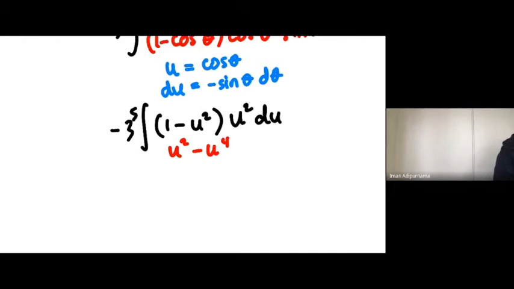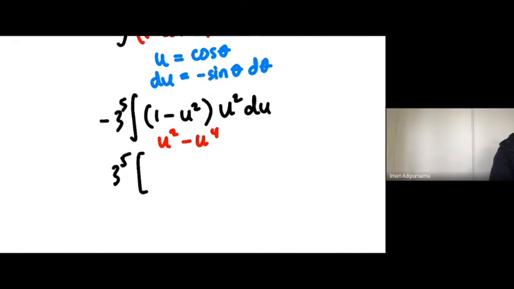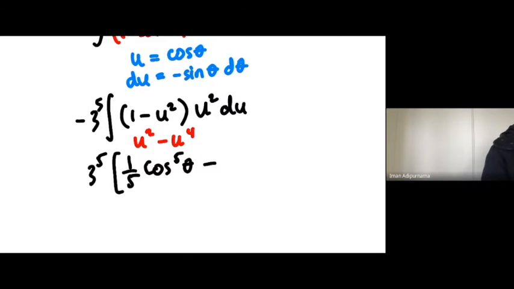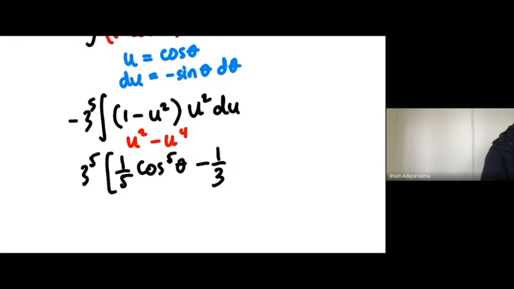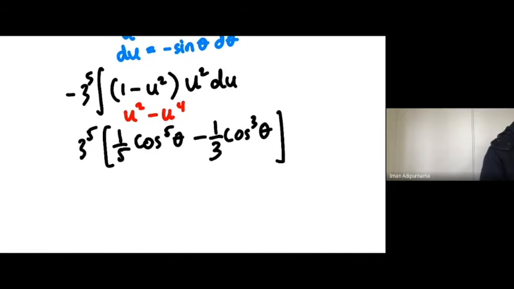I will put the negative inside. So it becomes 1 over 5, and u is cos theta, so cos to the 5 theta, and then minus 1 over 3 cos to the power 3 theta. Okay, let me solve this first.